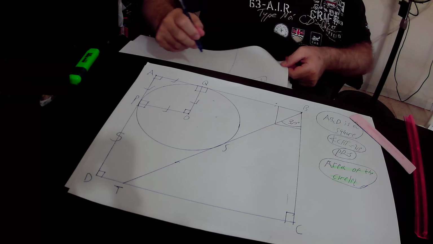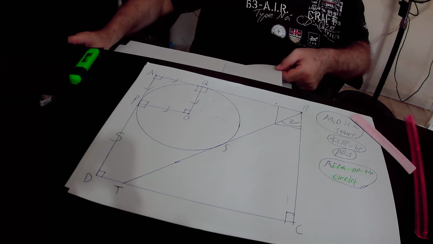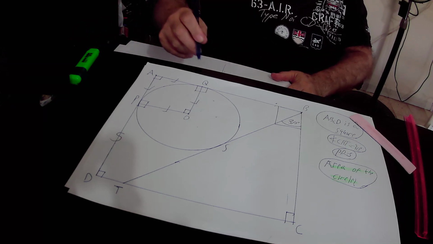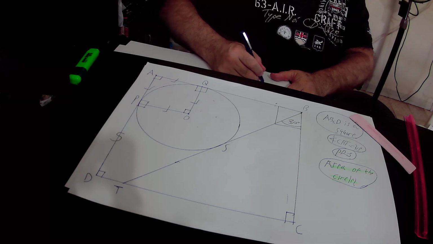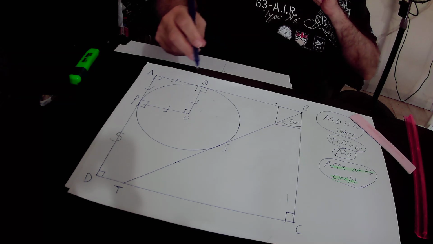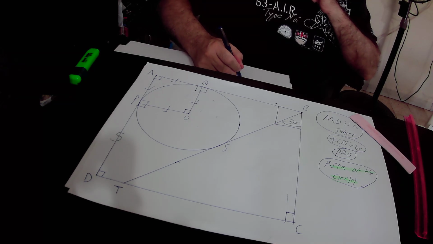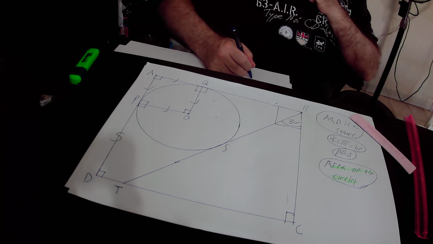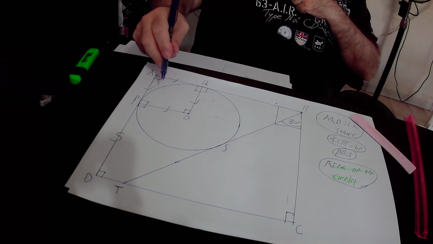So we actually found out that quadrilateral AQPO is a square and not just a rectangle, because all of its sides are equal to each other, they are equal to R.